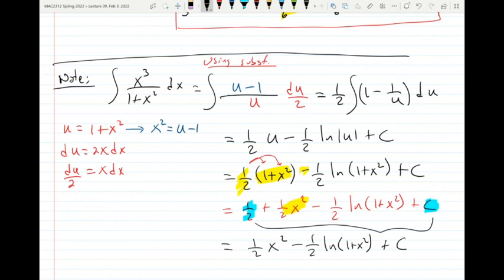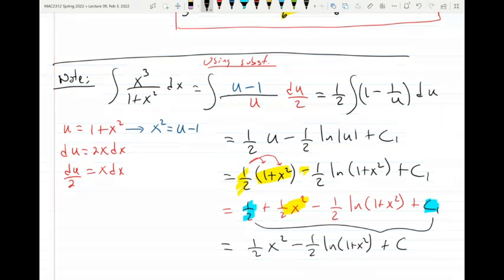Here c is just an arbitrary new constant. If you want, you can call this one c1, and then c is c1 plus 1/2. But it doesn't matter. c1 is arbitrary, so c is also arbitrary. Do you understand?